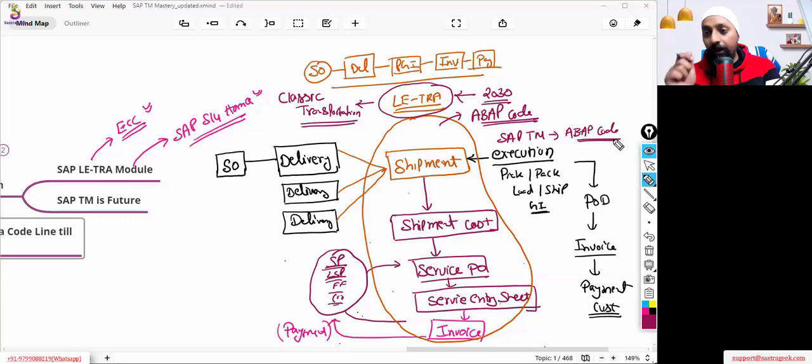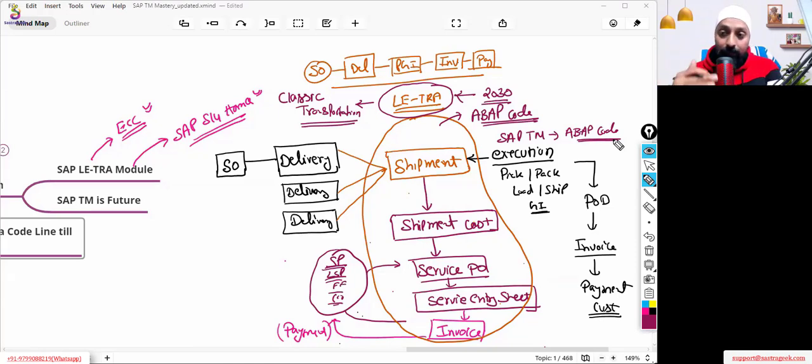Now for SAP TM implementation, all the clients who were using LE-TRA and are moving to an S4HANA implementation are moving with embedded TM, because in future they need to adopt it, so they want to adopt it from now itself. That switch is also bringing a lot of requirement for SAP TM consultants. A LE-TRA consultant, until and unless he is trained on SAP TM, would not be able to work on SAP TM projects, because TM is a separate code, separate object, separate transaction, separate screens.